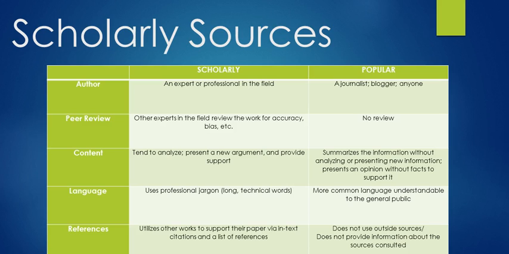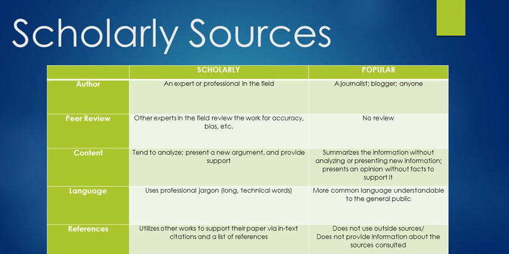And lastly, references. If you've read a scholarly article, you may have noticed a long list of other articles at the end of the paper. These are references, all of the other works the author consulted to support their paper. Now let's quickly compare these 5 elements in a popular source.